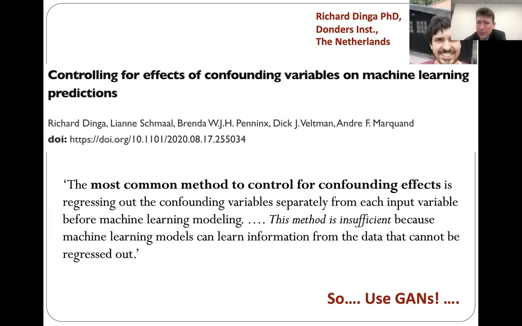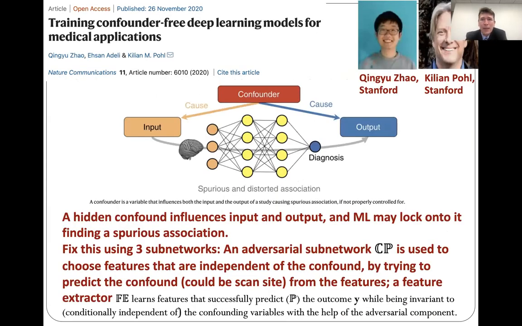So one more advanced way of dealing with this is to use GANs, or generative adversarial networks. This really nice paper by Qingyu Zhao and Kilian Pohl at Stanford says that if there's a confounder that affects both the input data and the diagnosis at a site, and we start to use machine learning to predict diagnosis from input data, we might end up learning a confound. It might be something particular about a site. And because that can be locked onto by a predictive algorithm, we need to eliminate this spurious association. So they developed an adversarial framework with three subnetworks. One subnetwork chooses features that are independent of the confound by trying to predict the scan site, in this instance, from the features. And then a feature extractor is used for the main task that predicts diagnosis at the same time while being invariant to the site where the data was collected.